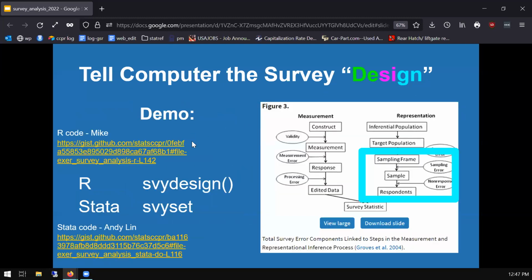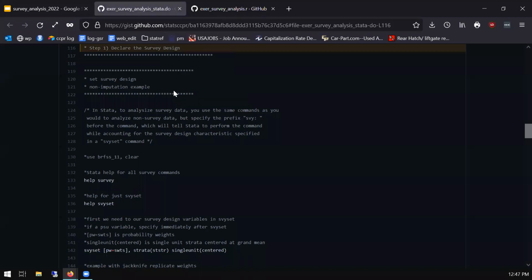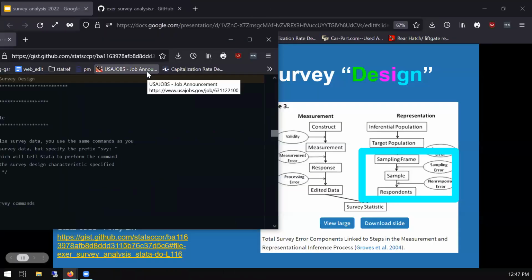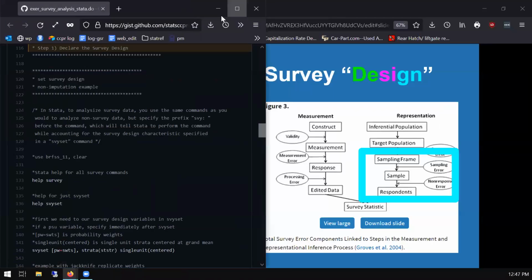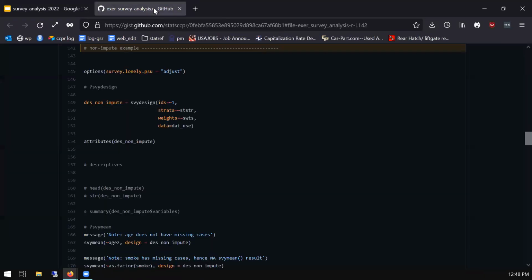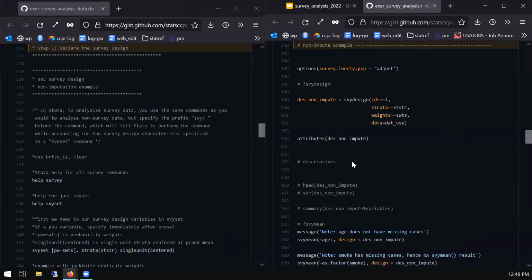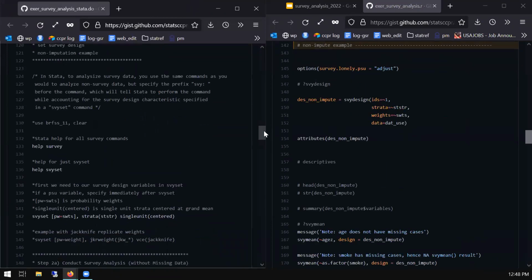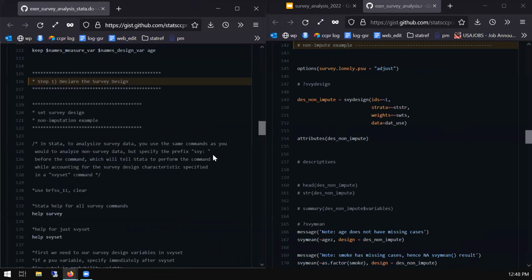So I think we'll first move to the first R code. I think we're okay on time. Let's see if this works. Are you able to see a split screen of 2 different code examples? Stata's on the left, R is on the right. Yes.